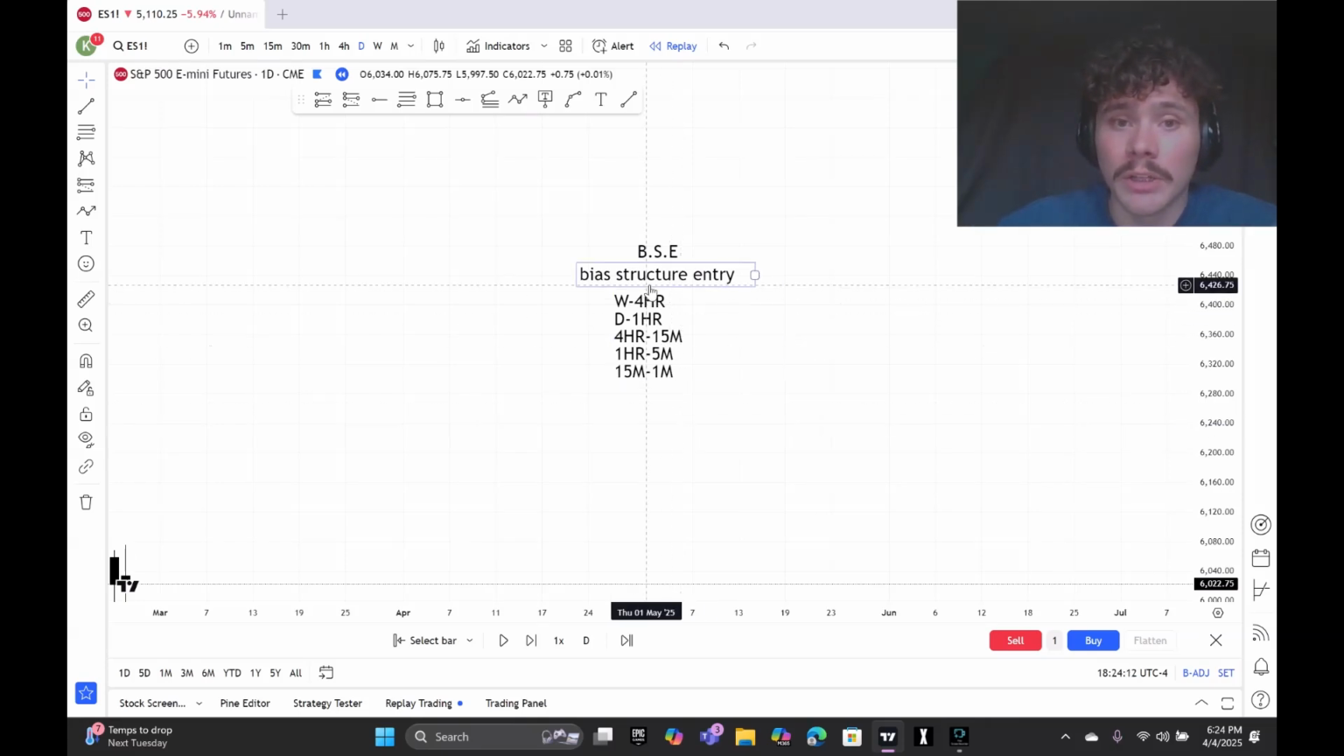You can also just do structure and entry. So let's say we're in a 4 hour fair value gap, we can look for a 15-minute entry. 15-minute fair value gap, 1 minute entry, whatever your entry is. But this is just a general guideline you can use to align your time frames.